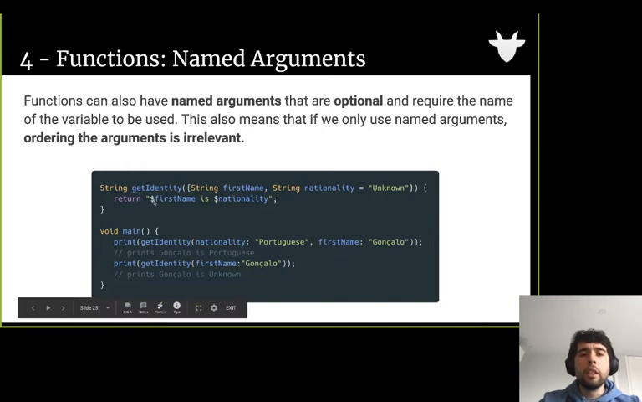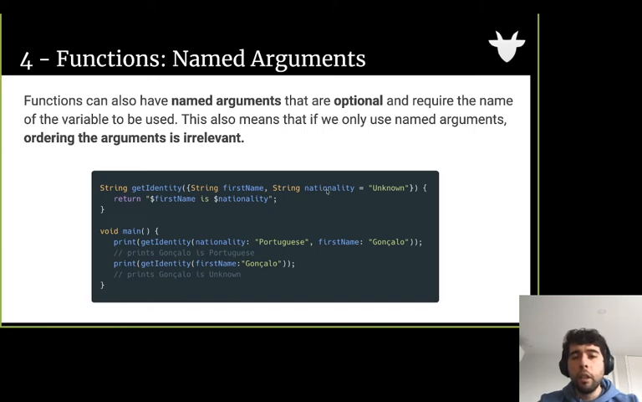So as you can see here, I have the get identity function. It will accept a first name, it will accept a nationality, but it's inside curly brackets. This means that they are named arguments. And the nationality even has here an equals unknown. What does this mean? This means that if for some reason I didn't assign a string to the nationality, then it will display unknown.